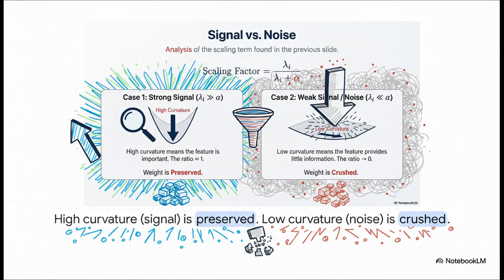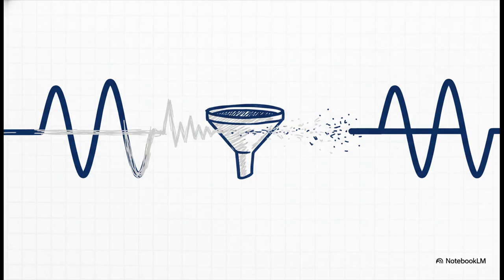Now case 2, a direction with really low curvature, a flat part of our bowl. This represents noise or some unimportant feature. Here, the eigenvalue lambda is tiny, so the scaling factor is really close to 0. And what happens? The weight gets crushed. It's pushed right down towards 0. So, here's the crucial point. L2 regularization isn't some clumsy hammer that just blindly shrinks everything. No way. It's an incredibly sophisticated and intelligent filter. It automatically figures out which directions in the data are just noise and powerfully suppresses them, while at the same time it preserves the directions that represent the true underlying signal.